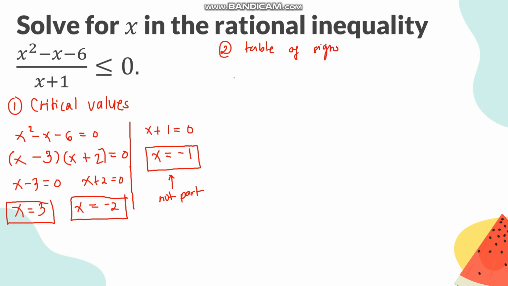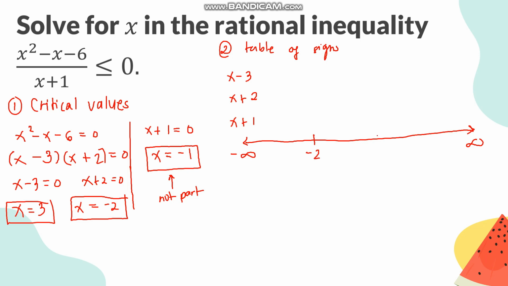Okay? Next, let's create the table of signs. For the table of signs, let's write here the factors. So we have x minus 3, we have x plus 2, this is from the numerator, and then we have x plus 1. And then let's write the number line, so -infinity to +infinity. Now let's write here the critical values. So first is of course -2, and then next to it is -1, and then we have +3. So this again will divide our number line.